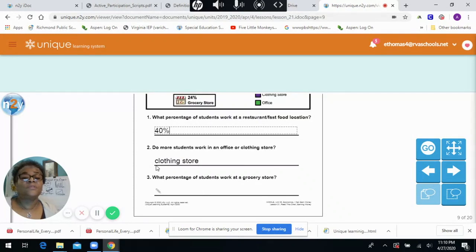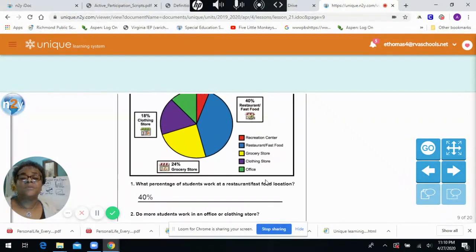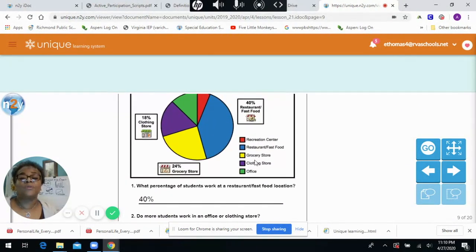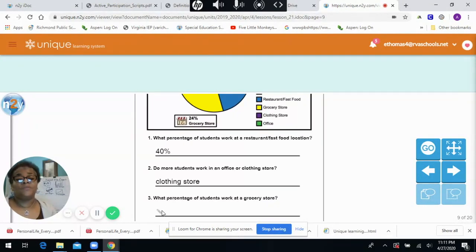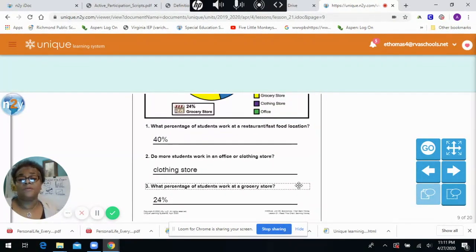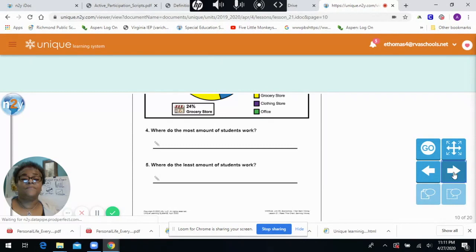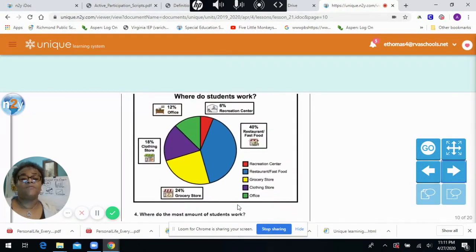Alrighty. The next one. So what percentage of students work at a grocery store? Grocery store is yellow. Let's look at the yellow. All right. A grocery store is what? 24%. All right. Okay, very good. So that's that pie graph.